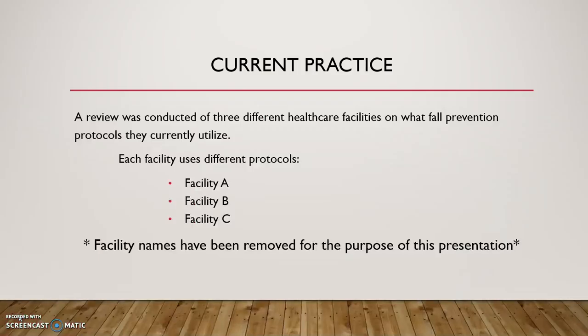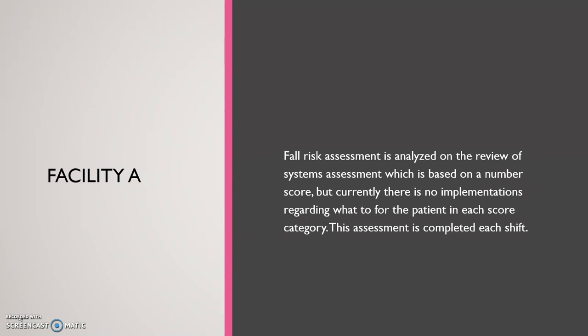Current practice. A review was conducted of 3 different healthcare facilities on what fall prevention protocols they currently utilize. Each facility uses different protocols: Facility A, Facility B, Facility C. Facility names have been removed for the purpose of this presentation. Facility A: fall risk assessment is analyzed on the review of systems assessment, which is based on a number score, but currently there are no implementations regarding what to do for the patient in each score category. This assessment is completed each shift.